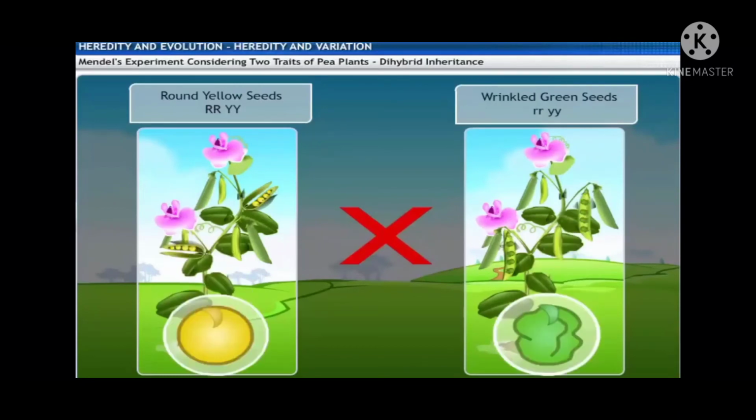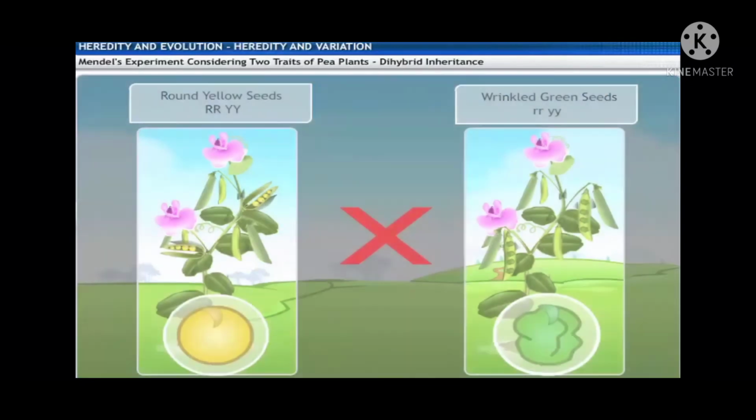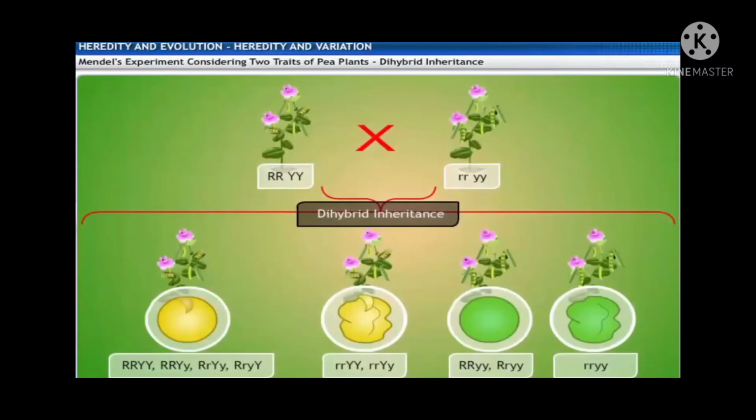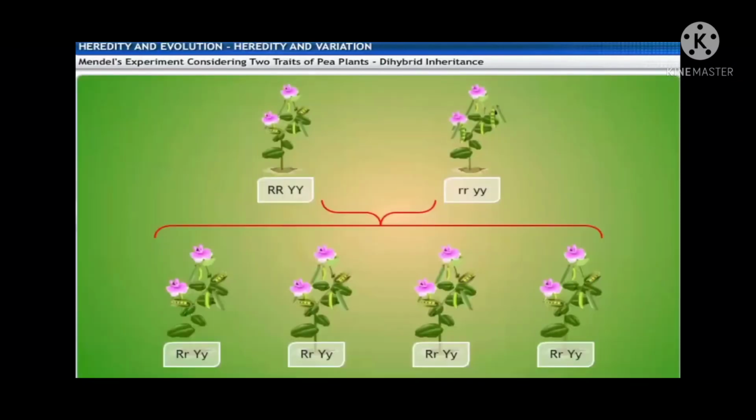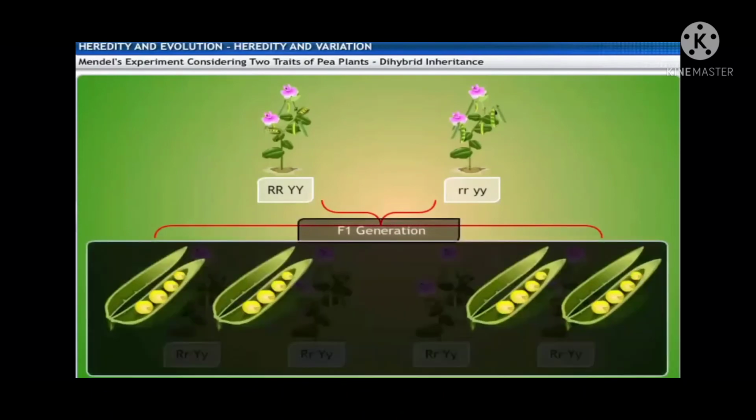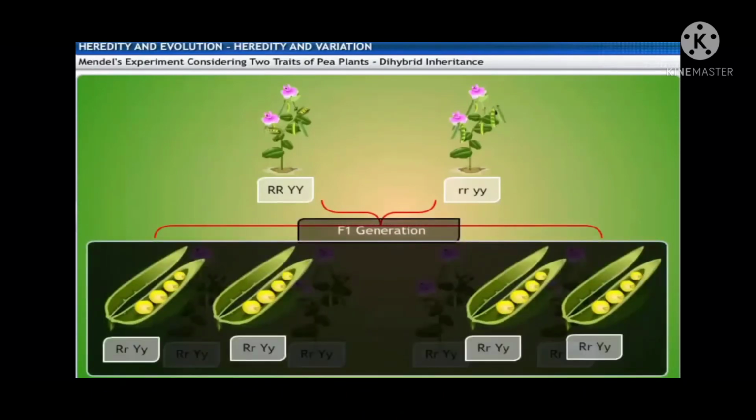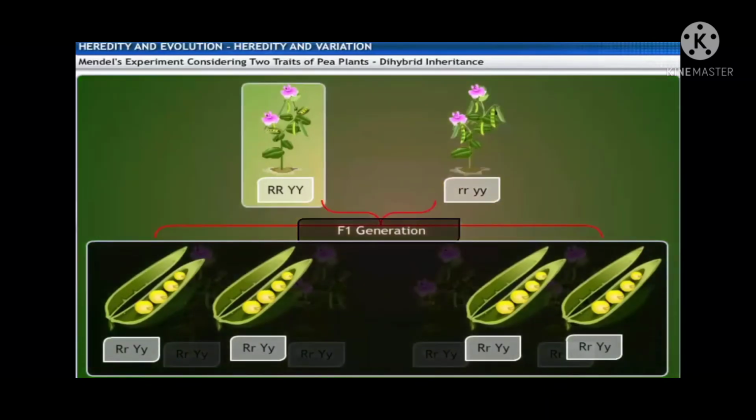The inheritance of two such characters is known as dihybrid inheritance. The entire F1 progeny produces round and yellow seeds, RrYy. In such a case, round and yellow seeds would be the dominant traits.